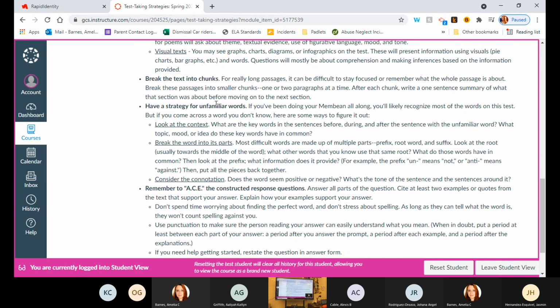If the text is really, really long, try breaking it into chunks, because reading on a screen for a long period of time can be really overwhelming and exhausting, and you can forget what you were reading. So break it down, take it a paragraph or 2 at a time. At the end of each chunk, write a 1-sentence summary of what that section was about so that you can confirm your thinking. You don't have to do this, but if you find your attention drifting as you read, this is a good strategy.